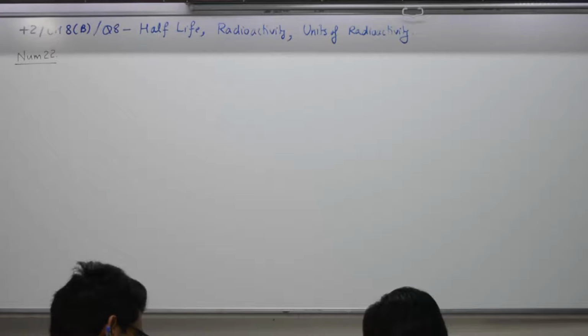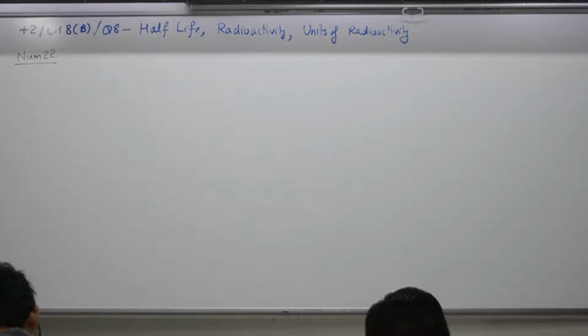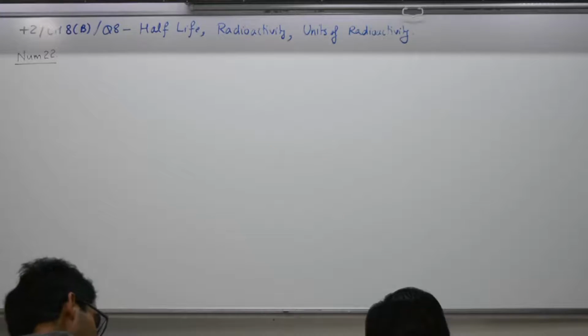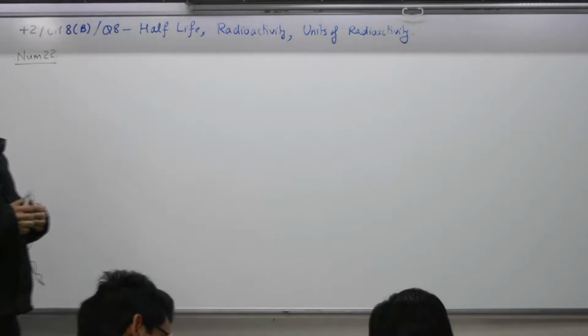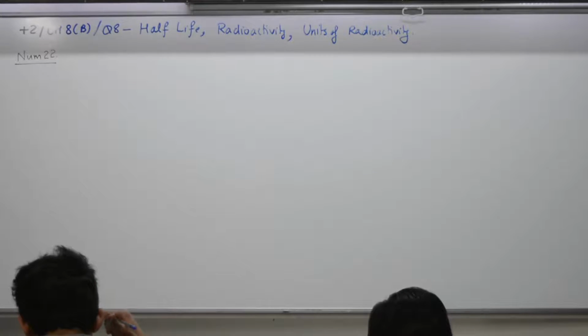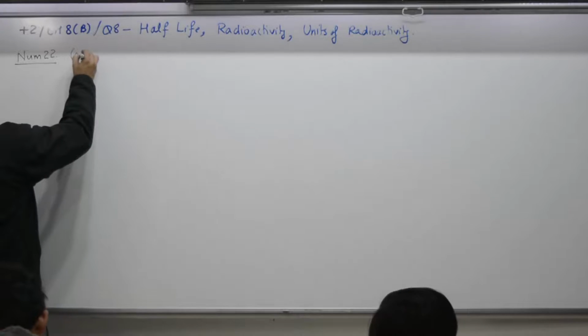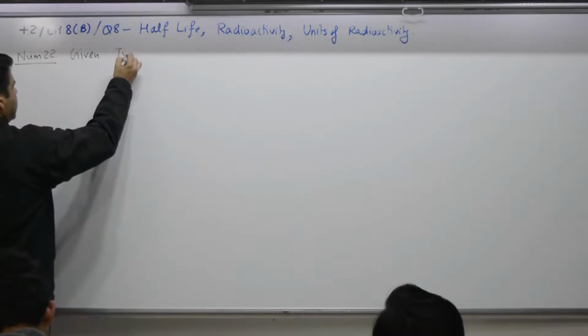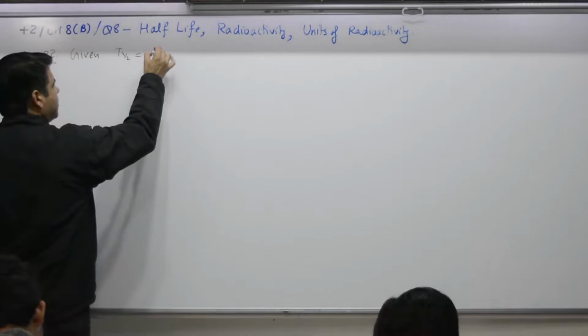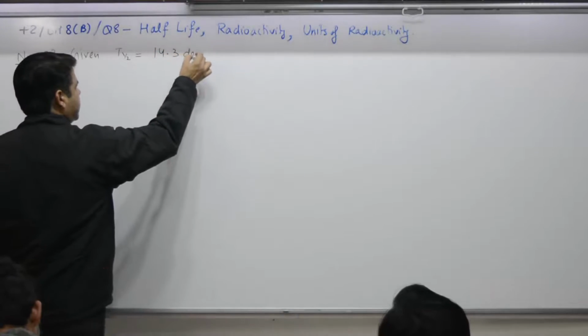Numerical number 22: the selling rate of a radioactive isotope is decided by its activity. What will be the selling rate of a 1 month old P32 sample with half-life 14.3 days, if it was originally purchased for 800 rupees? Half-life is given, how much? 14.3 days.